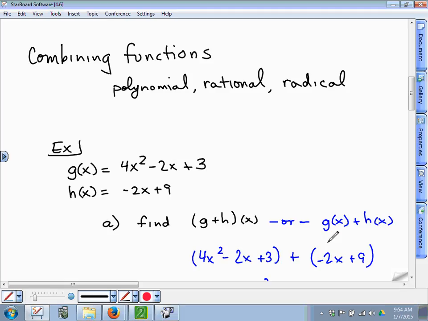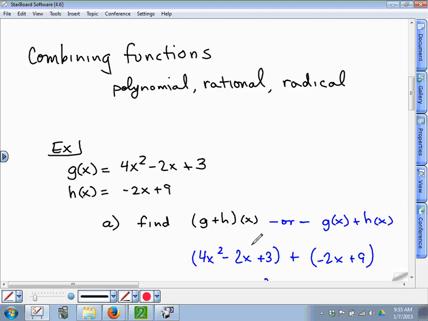And for the most part, you guys did all right. There were a few of you that tried to use the distributive property on here. Are we supposed to distribute here? No, we're not multiplying, we're adding. You only add like terms, exactly. So this is a pretty easy problem.